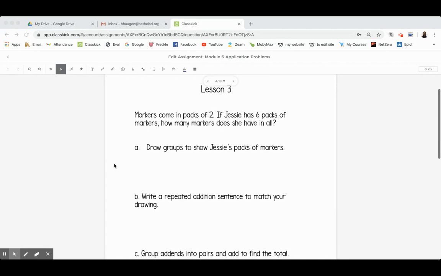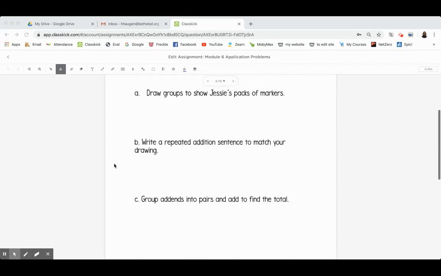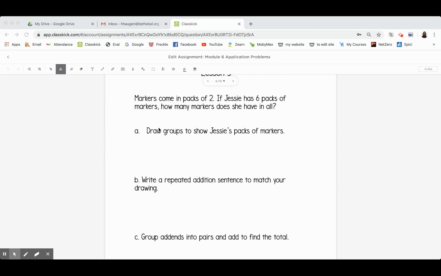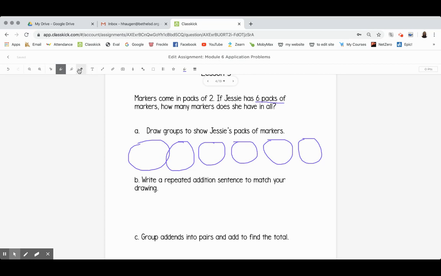So this one gives us an A, B, C task to do. If we start with task A, it says draw groups to show Jessie's packs of markers. Well, when I look back up at my story, I see that Jessie has 6 packs. So we're going to start there. We're going to start with 1 pack of markers, 2, 3, 4, 5, 6. I'm not sure why I made those overlap, so I need to fix those because that's kind of weird. Going to redraw those groups.